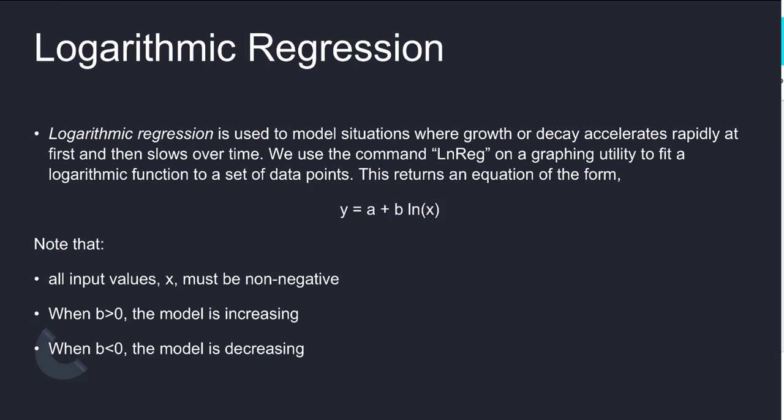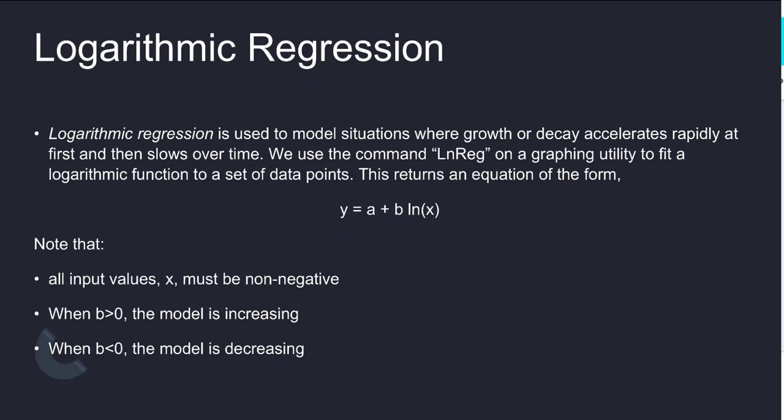Okay, we are back with part 2 of section 6.8, and we're going to start talking about logarithmic regression. Logarithmic regression is used to model situations where growth or decay accelerates rapidly at first and then slows over time. We use the command lnreg on a graphing utility to fit a logarithmic function to a set of data points. This returns an equation of the form y equals a plus b natural log of x.